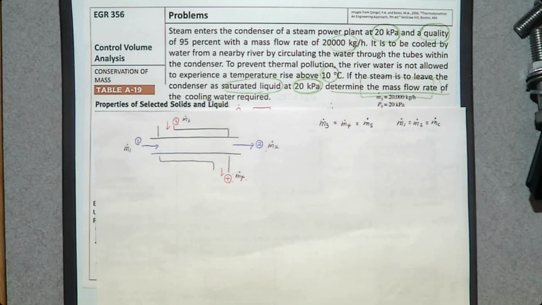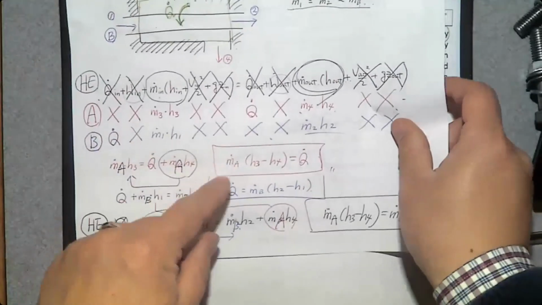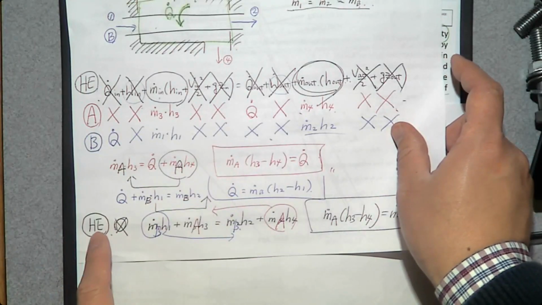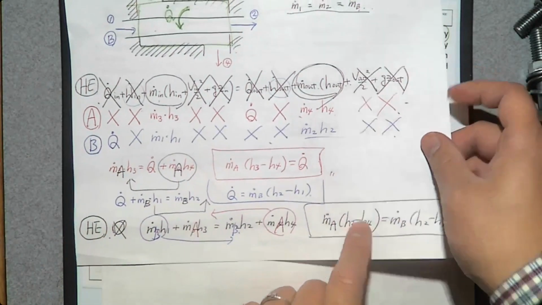Then what about the energy balance equation? By the way, we want to determine the mass flow rate. We are not interested in the rate of heat transfer between the fluids. So we don't need to use the first two equations, these two. So let's use the energy balance equation for the entire heat exchanger, which is this one.